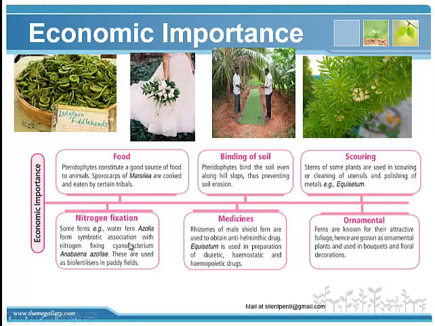And nitrogen fixation: Azolla is one of the species that helps in fixing atmospheric nitrogen for the plants. And medicines: Equisetum is one of the anthelmintic drugs, whose properties are very helpful in healing some blood related diseases.